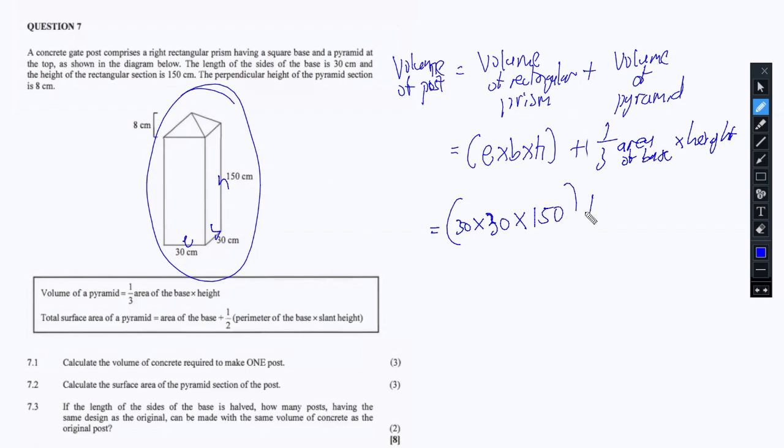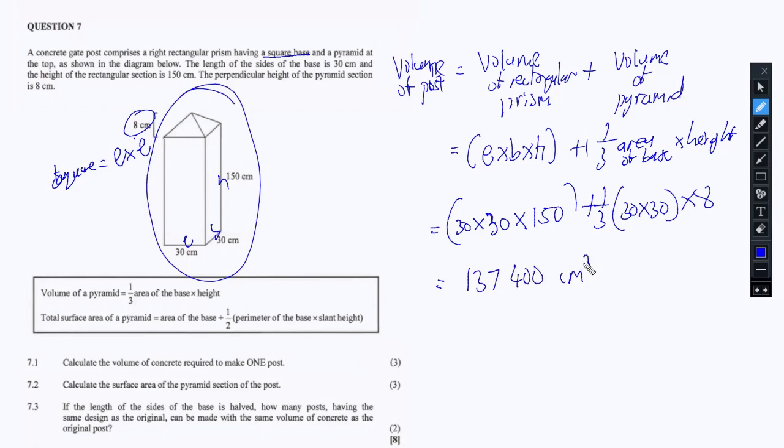And then plus 1 over 3. And then area of the base, remember this has a square base, right? So the area of the base will be, for the square, we know that the area is just simply length times length, or side times side. So this is just 30 multiplied by 30. And then we have to multiply that by the perpendicular height, which is 80 centimeters. So there we go. And then obviously having to punch all of this into your calculator will give you 137,400 centimeter cube. Right. Okay, so now fine.